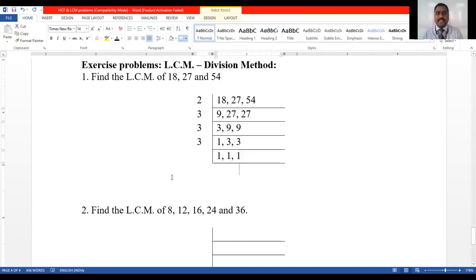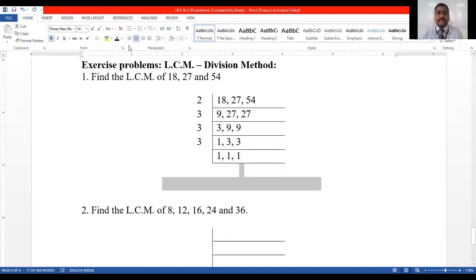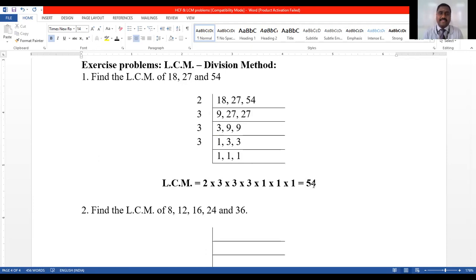So now what is the LCM? You have to multiply the entire thing. 2 into 3 into 3 into 3 into 1 into 1 into 1. So finally, you will get 54 as the LCM. This is the way to find the LCM of the given values by using the division method. For the LCM division method, you have to divide all the numbers altogether, not following the method of dividing the highest number by the smallest one. That is for HCF. For LCM, you can divide the given numbers together.